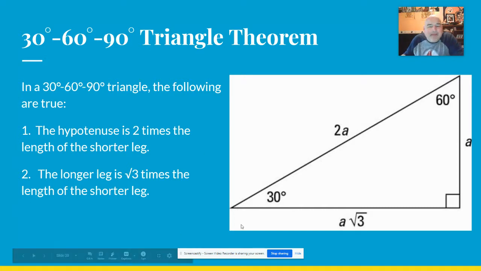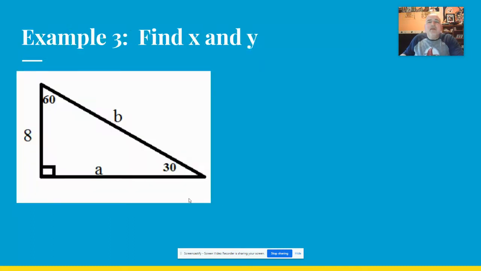Remember, when we talk opposites, here's the 30-degree angle. The side that doesn't pass through this vertex is its opposite side. In other words, A. Here's 60. Here's the vertex for the 60-degree angle. This is its opposite side. Well, let's look at a couple of examples.